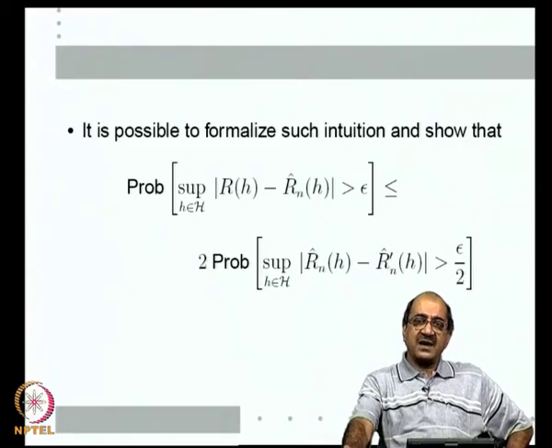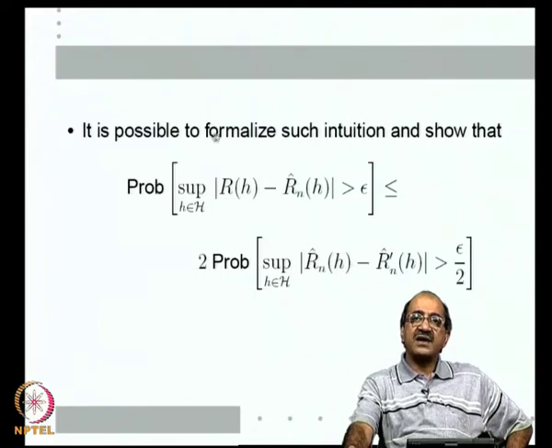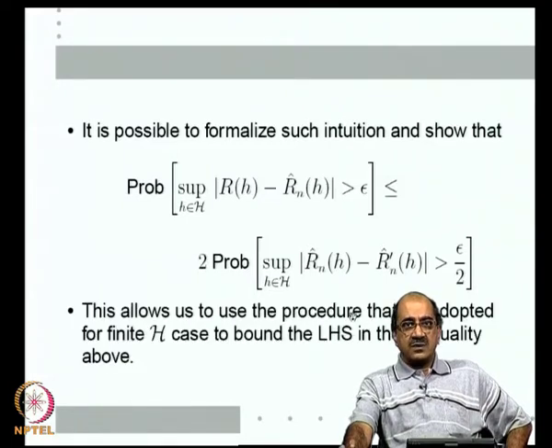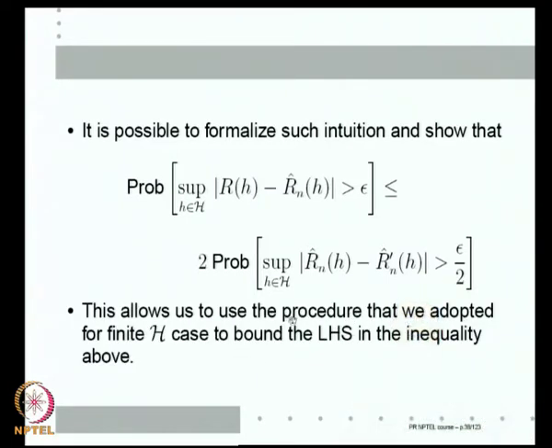So, essentially, one can argue that there cannot be more than finitely many h's over which the supremum needs to be taken. That is the basic idea. This allows us to use the procedure that we adopted for the finite h case to bound the LHS in the inequality, because this can be bounded using only finitely many h cases. Once I bound this, I have bounded this. This is what I am interested in, and I have bounded that above by this.